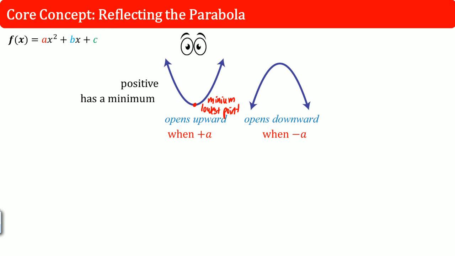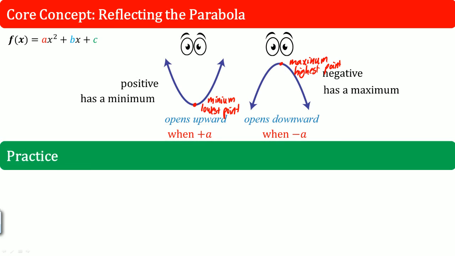But when your A value is negative, it opens downwards. That's when you're sad. Okay, you're frowning. And that is when it has a maximum. And this is referred to as the highest point.